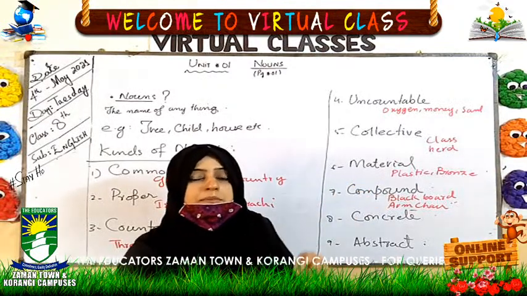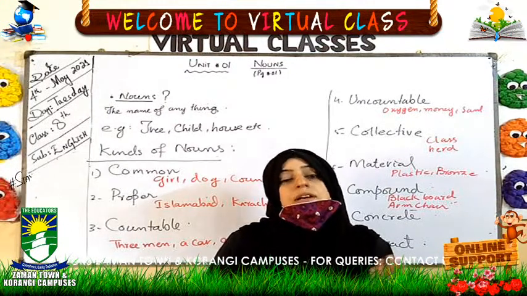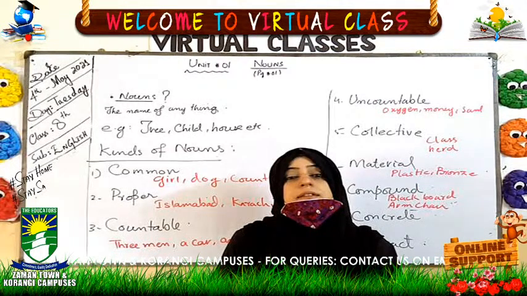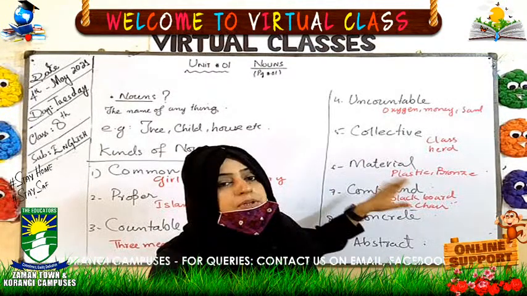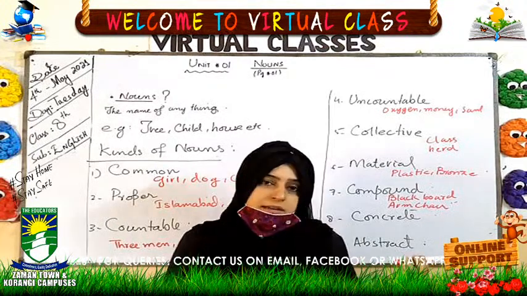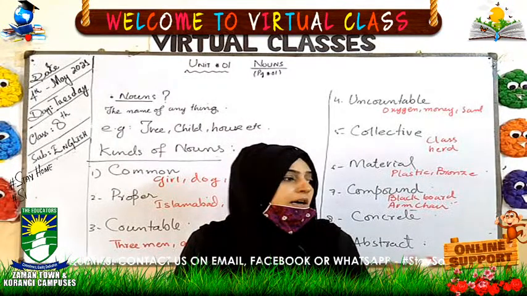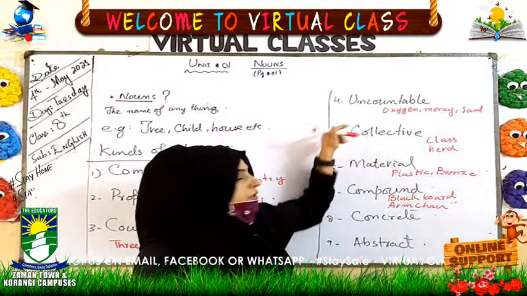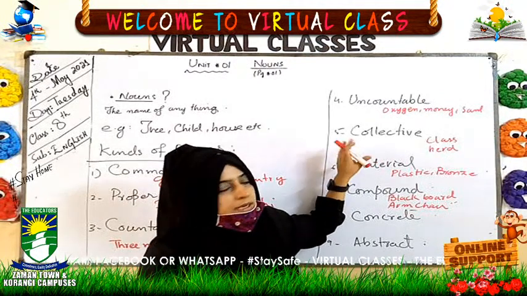Material noun. Material means the noun which you are talking about, what's the composition of it, what is it made up of. So it would be the material noun. For instance, if I am having this marker in my hand, what's the composition of it? Plastic. For any medal, what's the composition? The bronze. What's the composition of this board? This is wood, so wood would be the material noun.